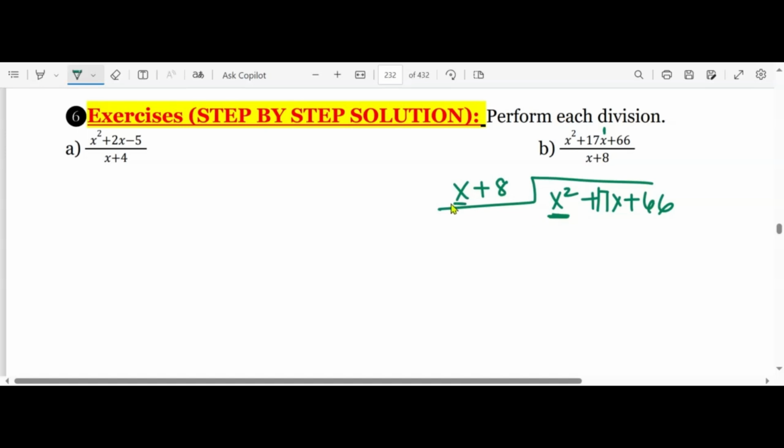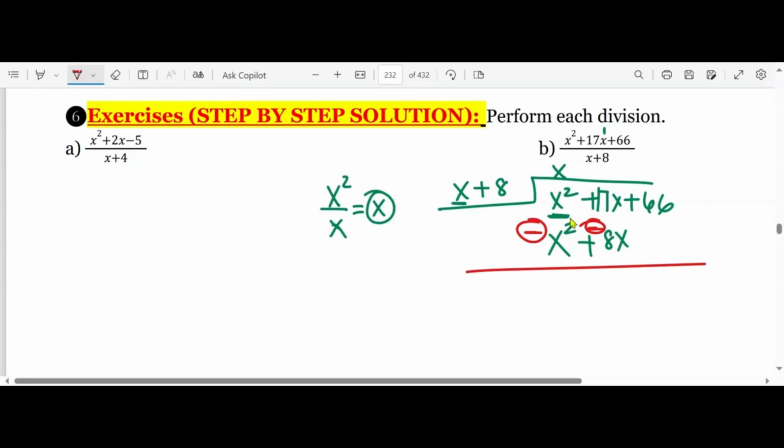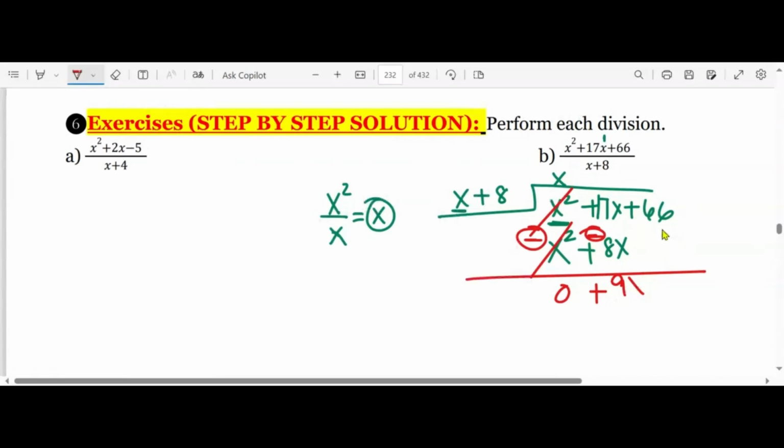Take the first term, divide by the first term. So x squared divided by x. That gives you what? X. Put the x here. X times x, x squared. X times 8, 8x. And then don't forget we have to change the sign. So this becomes negative, this becomes negative. Now you cancel, you get 0. And 17 minus 8, how much? 9. 9x. So you're going to put 9x here. And then you bring down the 66.